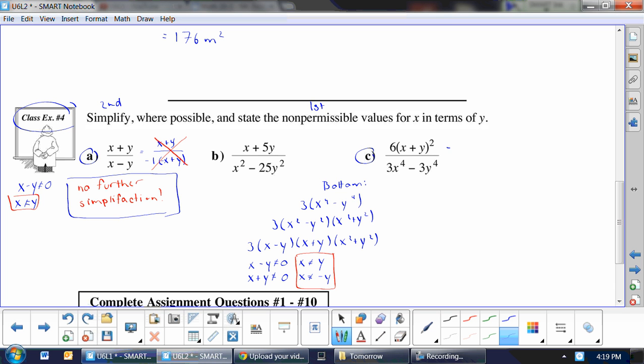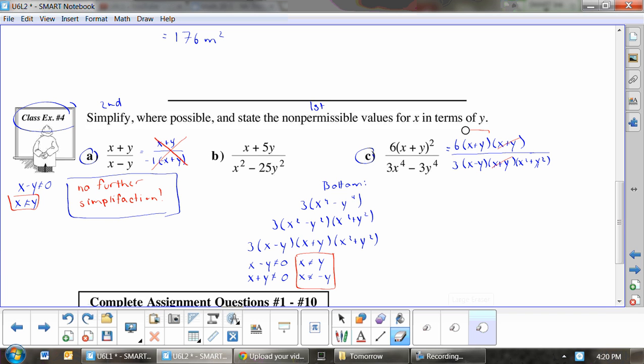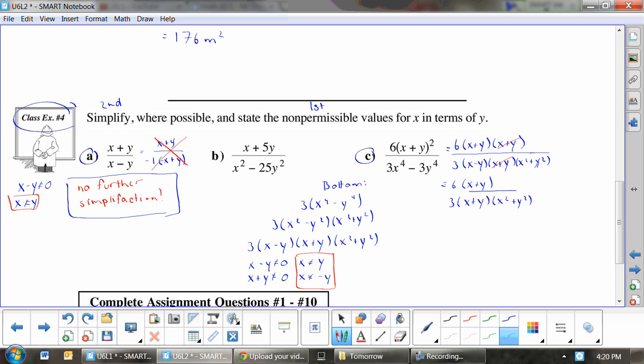So now we get to try and factor this, or simplify it. I'm going to write this out the long way, because I sometimes find it's easier to see things. So we'll go 6 times x plus y times x plus y. And on the bottom we have 3, x minus y, x plus y, x squared plus y squared. Now we can cross out an x plus y in the top and the bottom. But we still have to keep this one here because we only have one on the bottom, so we can only divide it once. That gives us 6 times x plus y over 3 times x minus y, x plus y, x squared plus y squared.